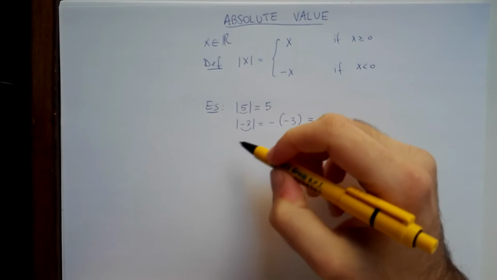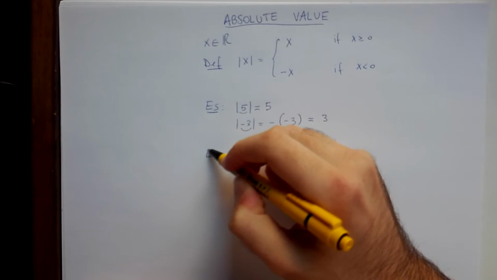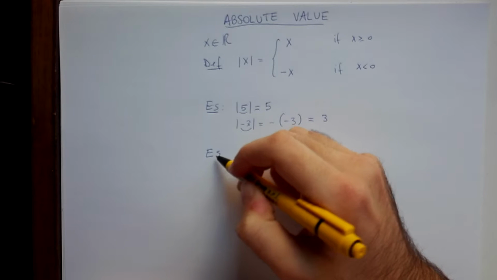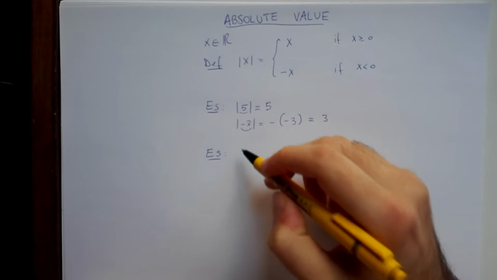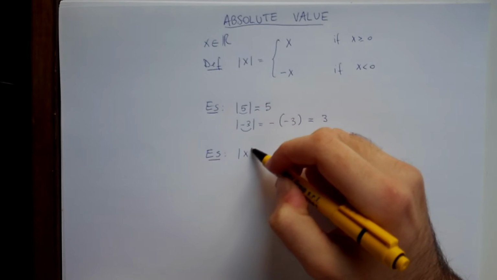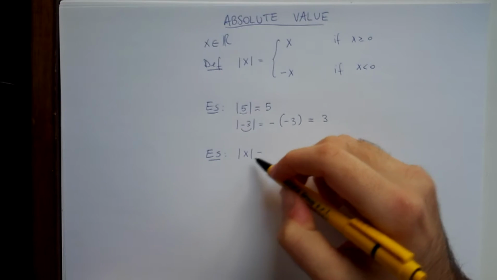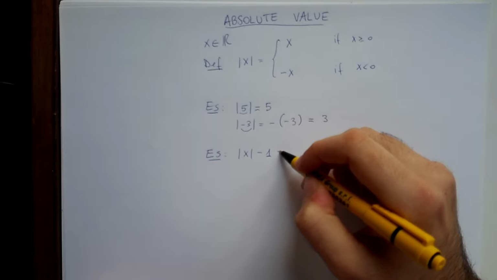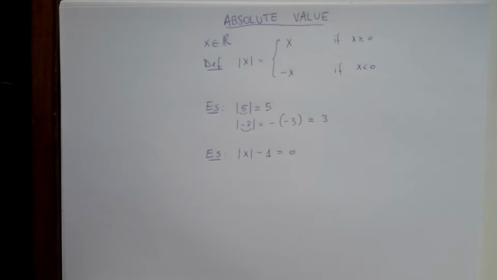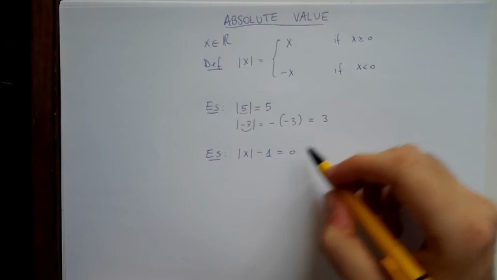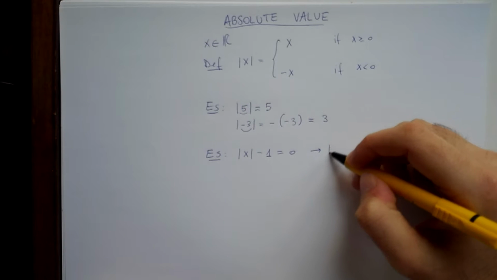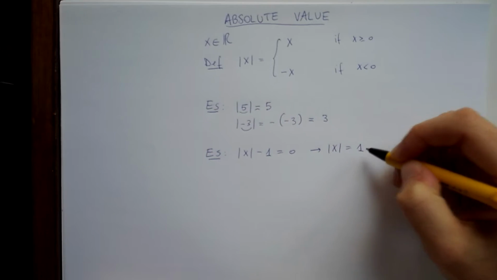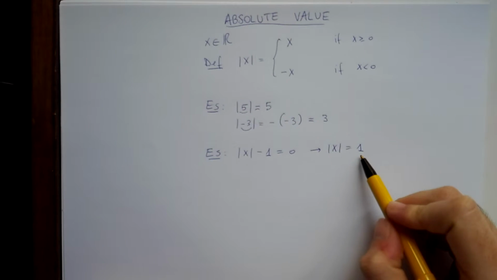Let's see an example. So if we have an equation with an absolute value of x minus 1 equals 0, then we can bring the 1 to the right hand side, and we are left with this equation.